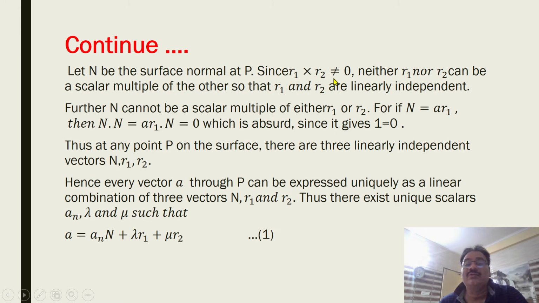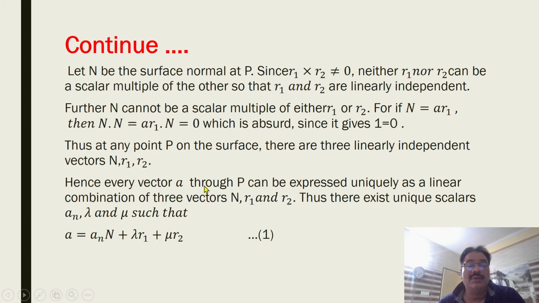Since r1 cross r2 is non-zero, neither r1 nor r2 can be a scalar multiple of the other, so that r1 and r2 are linearly independent. Further, capital N cannot be a scalar multiple of either r1 or r2. It means if N is equal to a r1, then N dot N is equal to a r1 dot N, which is 0, which is an absurd result since it gives 1 is 0. Thus, at any point P on the surface, there are three linearly independent vectors N, r1 and r2. We have to remember this sentence.